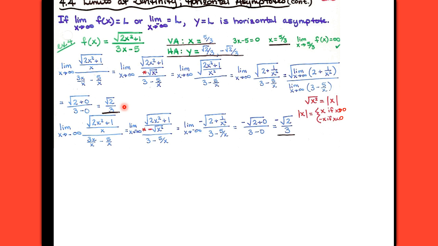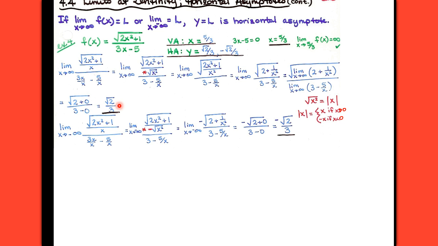And if I did my cool little horizontal asymptote test from pre-cal, I would have looked at this and said the degree of my numerator is the square root of x squared, which is x. The degree of my denominator is x, so x to the first and x to the first. Degree of the numerator is same as the degree of the denominator. So my horizontal asymptote should be leading coefficient over leading coefficient. So that'd be square root of 2/3. So I get that. I'm good.